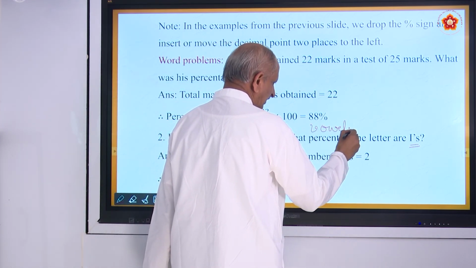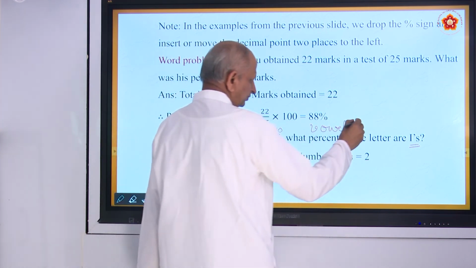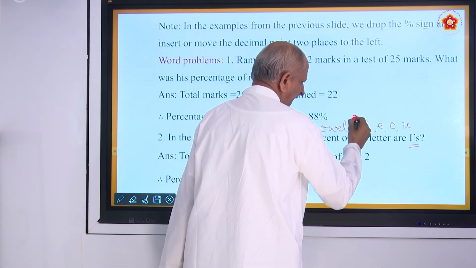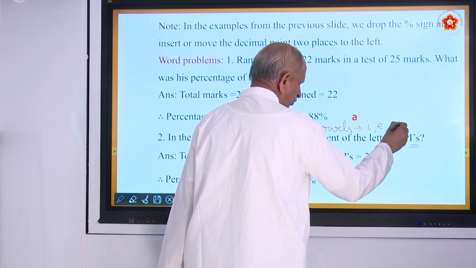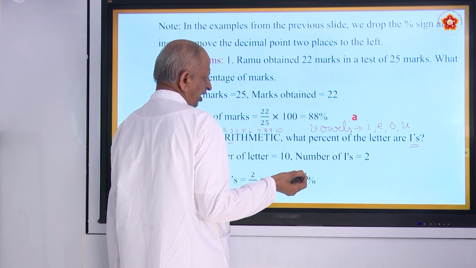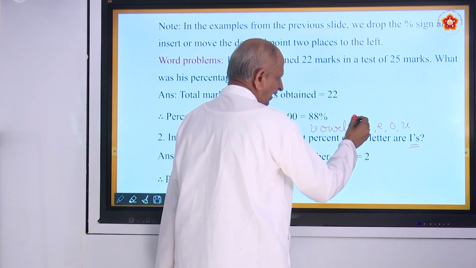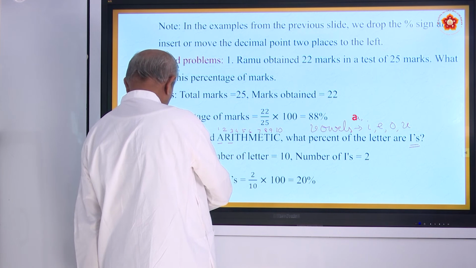How many vowels are there in English? Yes, it is 5. The vowels are A, I, E, O, U. Is it not? They are called vowels. And among these vowels, the letter I is used here.